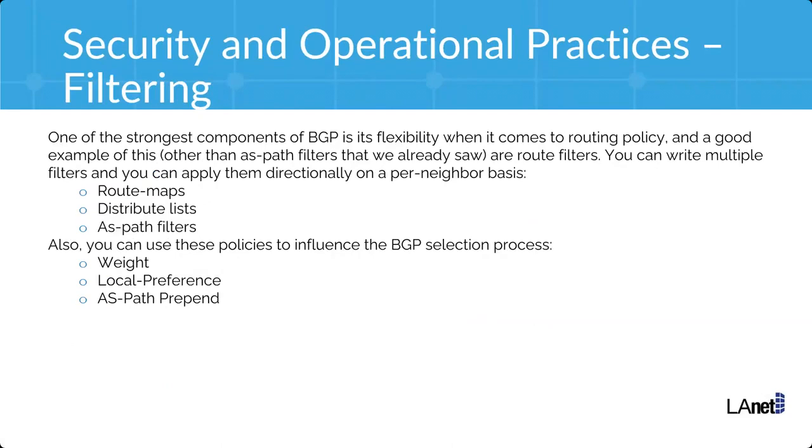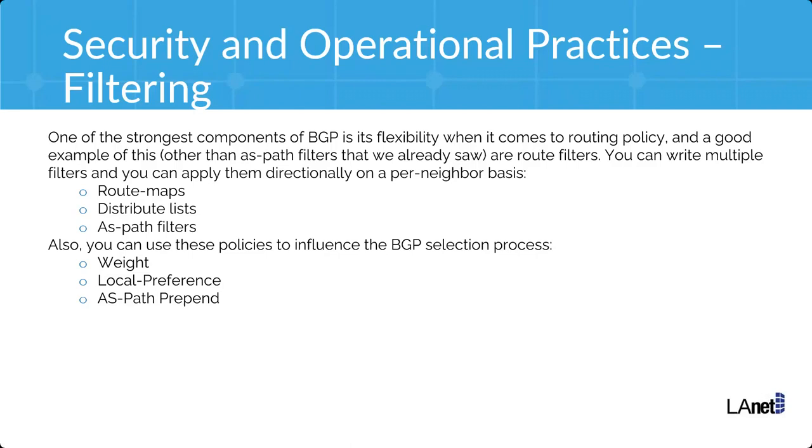I mentioned filtering, and that filtering and route policy is very strong in BGP. It's why a lot of routing people really love BGP. It's one of the reasons why I love BGP. So on a per neighbor basis, I could filter routes based on route maps, distribute lists, or AS path filters. I can influence path selection via things like weight, local pref, AS path prepend, MED.